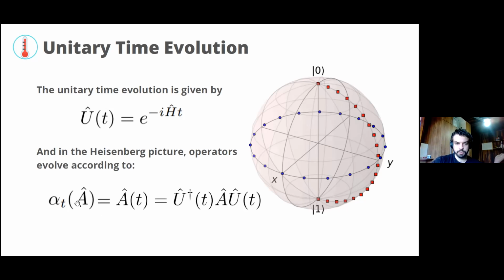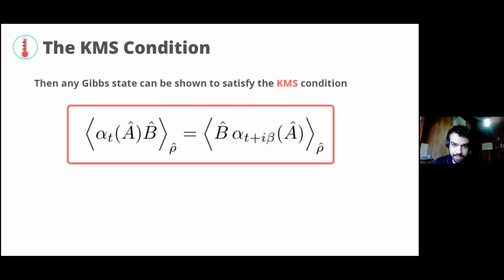And it will map the operator A into the time evolved version of this operator, A of t, which is given by this expression here. So just multiply it by U dagger on one side, then by U from the other. And that gives you the usual notion of time evolution of an operator. And then the KMS condition can be formulated as follows. So you say that rho is a KMS state of inverse temperature beta, okay, so beta is the inverse temperature of the state, if it satisfies this condition here.